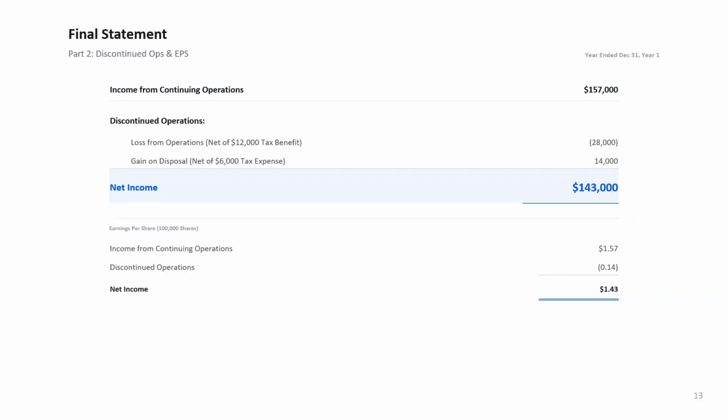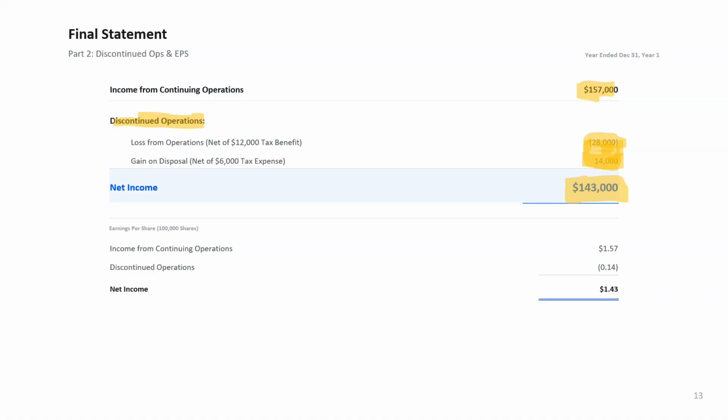Okay, now building on the previous slide, we complete the income statement by adding the income from discontinued operations. We start with the $157,000 income from continuing operations. Then we subtract the net loss, and then we add the net gain, and the sum of those equals a $14,000 net loss. And this brings our net income down to $143,000. But we are not done yet.